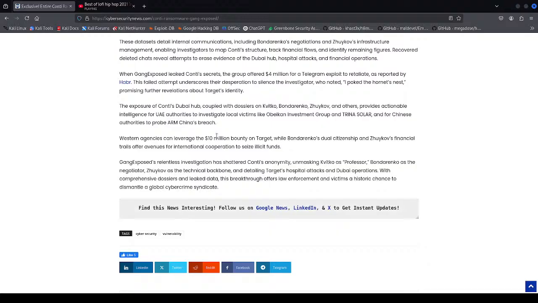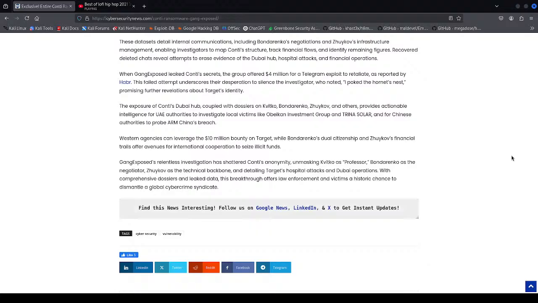These data sets detail internal communications, including Bondarenko's negotiations, Zhukov's infrastructure management, and labeling data, helping investigators map out Conti's structure, track financial flows, and identify remaining figures. Recovered deleted chats reveal attempts to erase evidence of Dubai's hub, hospital attacks, and financial operations.